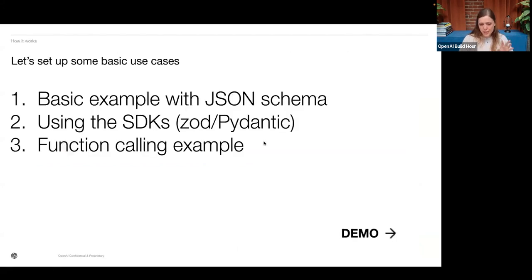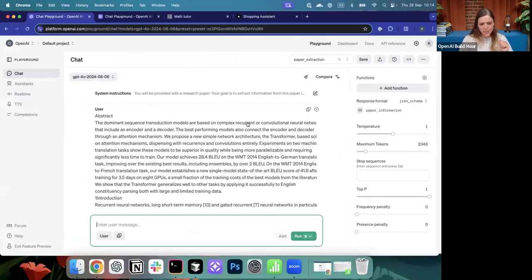But before we dive into that, I want to show a basic example of using structured output with JSON schema on the playground. And then we'll see the same example, but implemented using the SDKs with Zod and Pydantic. And then we'll see a function calling example. So, okay, let's see the first example.